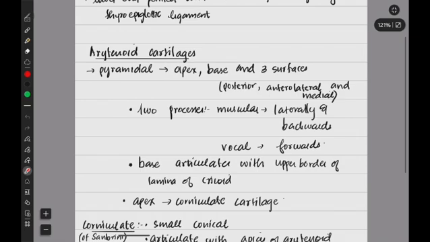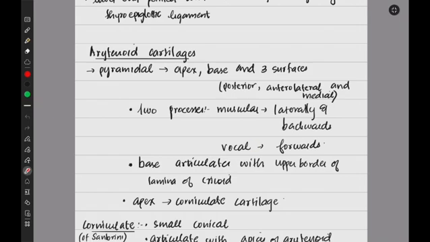Then next is about the arytenoid cartilages. So arytenoid cartilages are pyramidal in shape. It has an apex, base and 3 surfaces. So 3 surfaces are posterior surface, anterolateral surface and medial surface. Then it has 2 processes, that is muscular process and vocal process. So muscular processes project laterally and backwards.